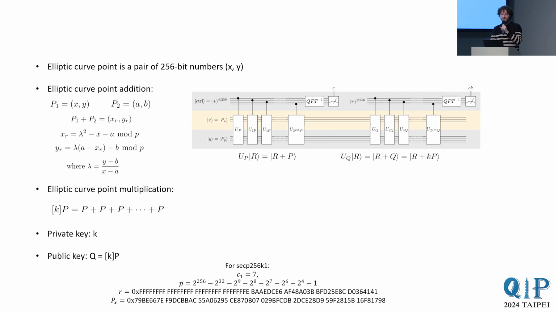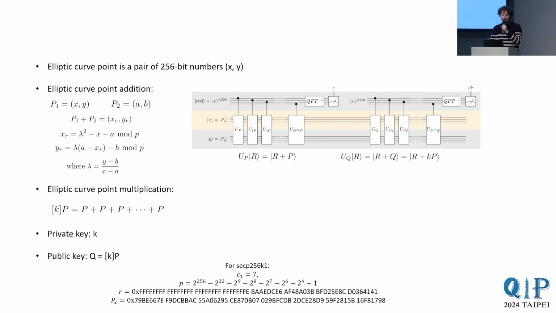The first step is a phase estimation using the unitary UP that acts on 2 256-qubit registers, storing an elliptic curve point, and performs an elliptic curve point addition with a point p in superposition. So the unitary UP is the one that acts on 2 registers storing the point r, and transforms it into r plus p. So r and p are elliptic curve points here. The second phase estimation step does the same, but adding q instead of p, so the public key instead of the base point.